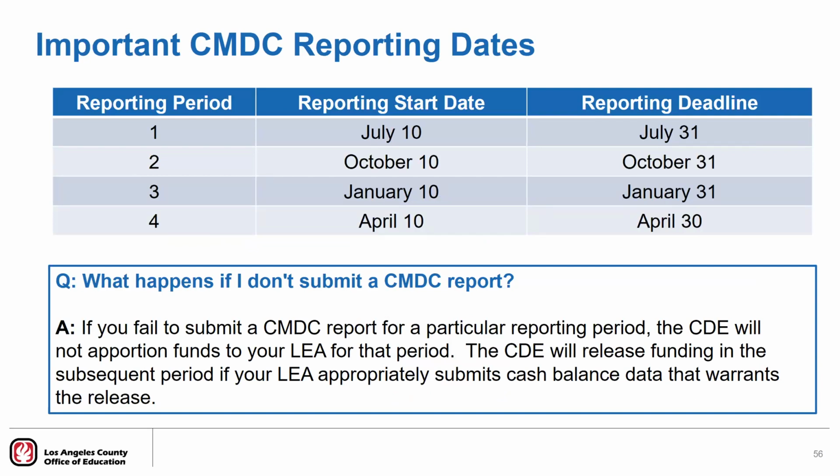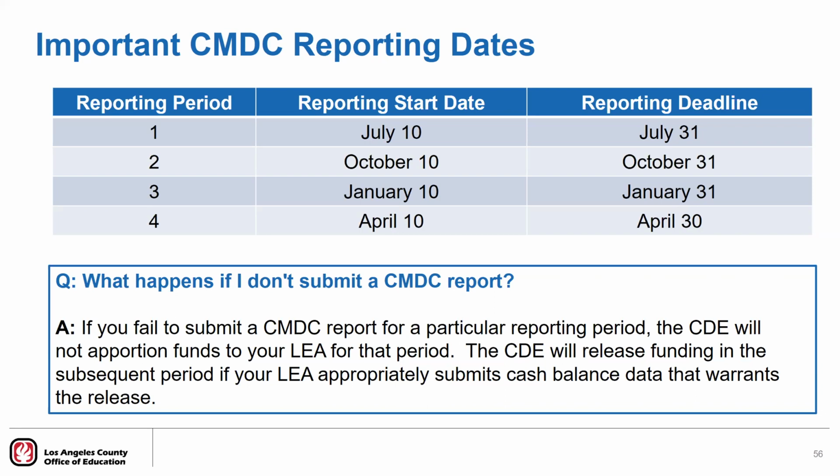So here we see the CMDC reporting dates. And so there are 4 reporting periods for CMDC. And so as you can see in the chart on the slide, the deadline for reporting period 2 just passed a few weeks ago on October 31st.